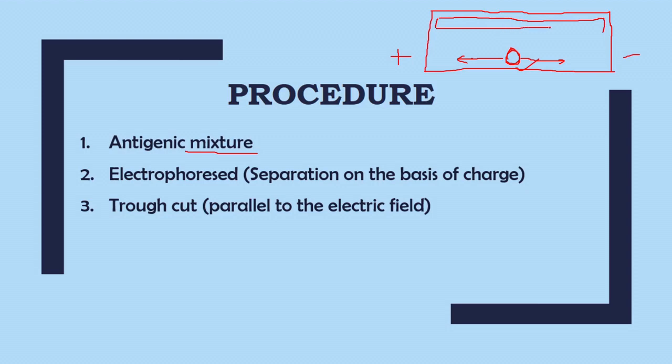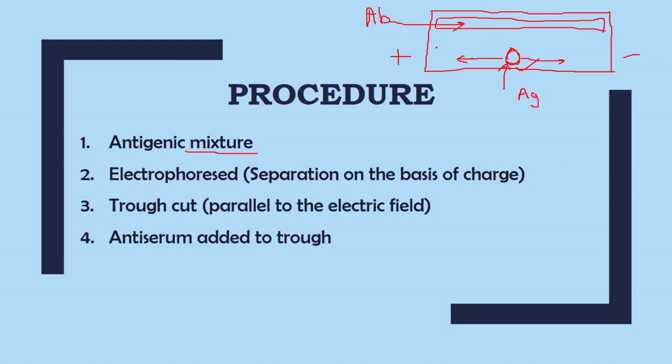So on one side, just look at the positions where I'm keeping. Antigenic mixture is here, so antigens are separated on this side, and the anti-serum trough is being cut on this side. To this trough, I'm going to add anti-serum. This anti-serum will contain antibody, whereas antigen was here in the mixture. So I hope you've got a slight idea about how the procedure is.